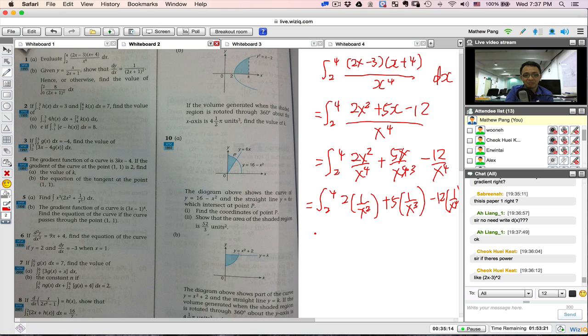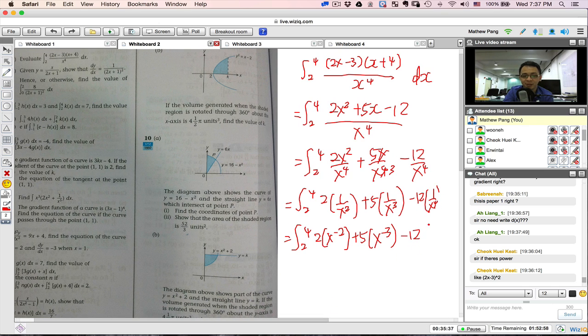Then I just do the last change for this one. So it will be 2x to the power of negative 2, plus 5x to the power of negative 3, minus 12x to the power of negative 4. I need more space here. It's not mistaken. Then now I can start to do the integration.